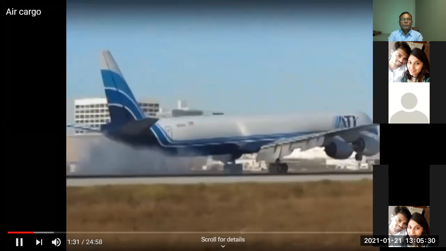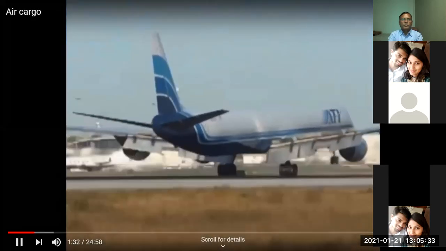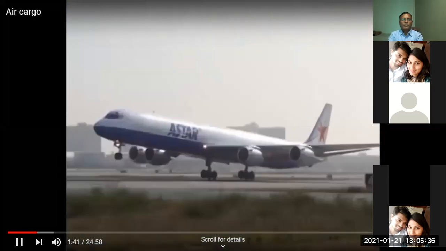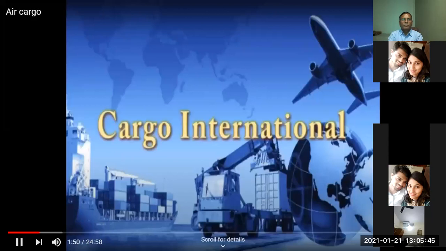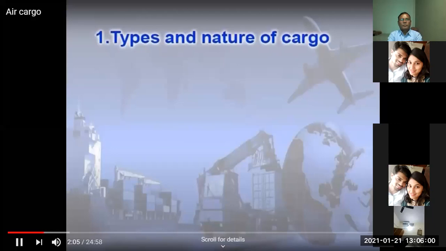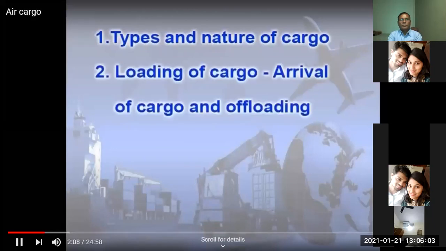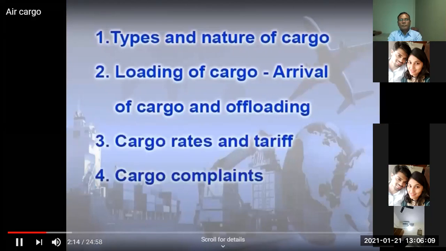When the place of departure and the place of destination are situated within one country, it is called domestic cargo. When the place of departure and the place of destination are situated outside the country of origin, it is called international cargo. The sender of cargo is called the consignor, while the receiver is referred to as the consignee. In this episode, we are going to learn about types and nature of cargo, loading of cargo, arrival of cargo or offloading, cargo rates and tariff, cargo compliance, and history of air cargo.